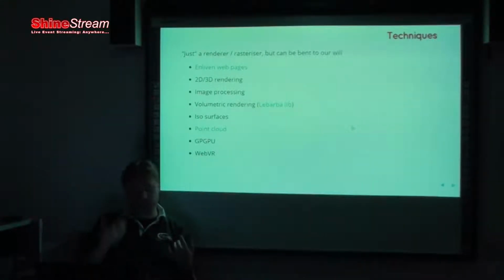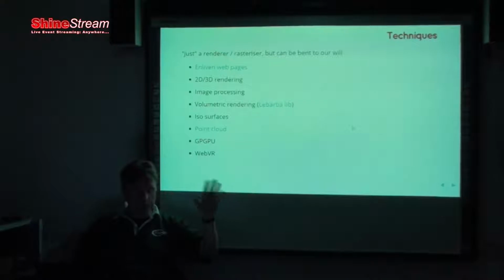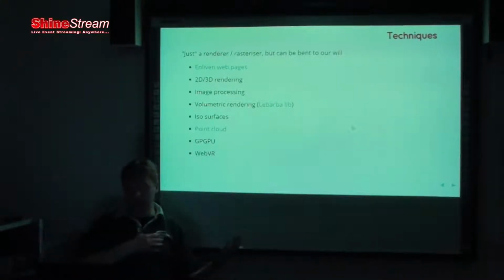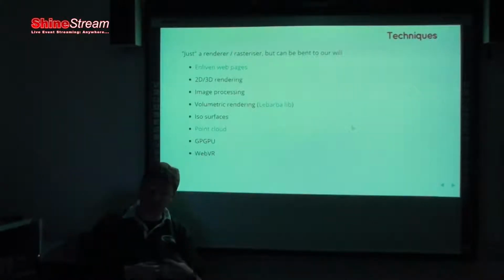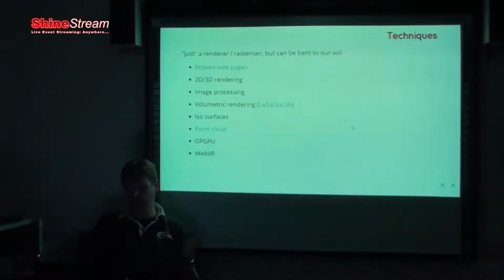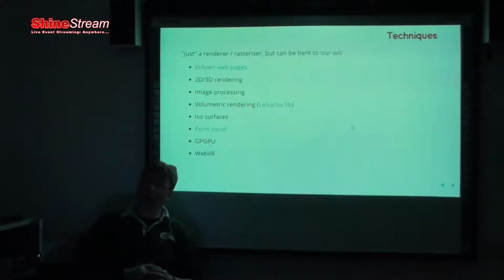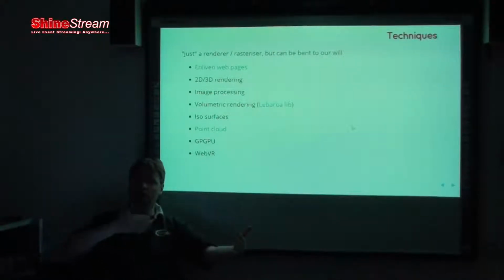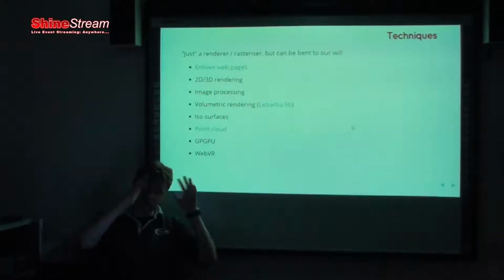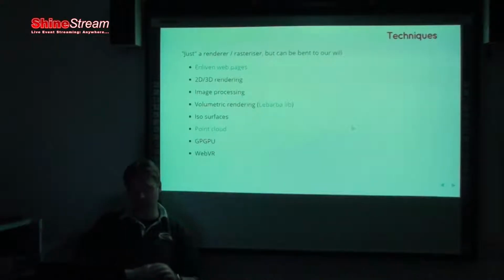2D to 3D rendering, as I said. Image processing. If you have an image on your website, the users can interact with it, so they can do things like edge detection, filtering, sepia tones, and so on and so forth. Volumetric rendering I'll show in a second. Isosurfaces. Again, that's to do with medical imaging. So you might have a 3D scan and you want to see the heart as a surface. You can actually do that. Point cloud I'll show in a second.